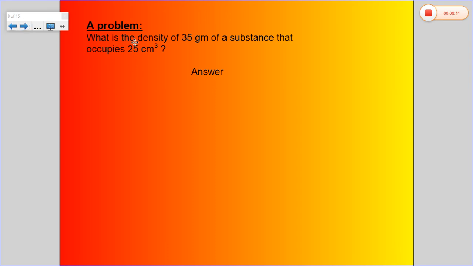So what is the density of 35 grams of a substance that occupies 25 centimeter cube? The answer will be density equals 35 divided by 25, and using a calculator you find your answer, and the unit will be gram per centimeter cube.